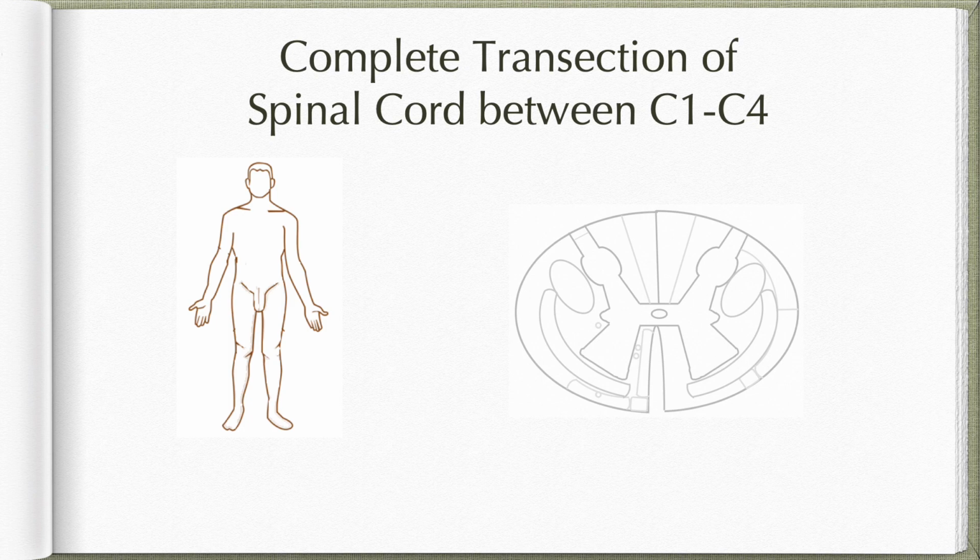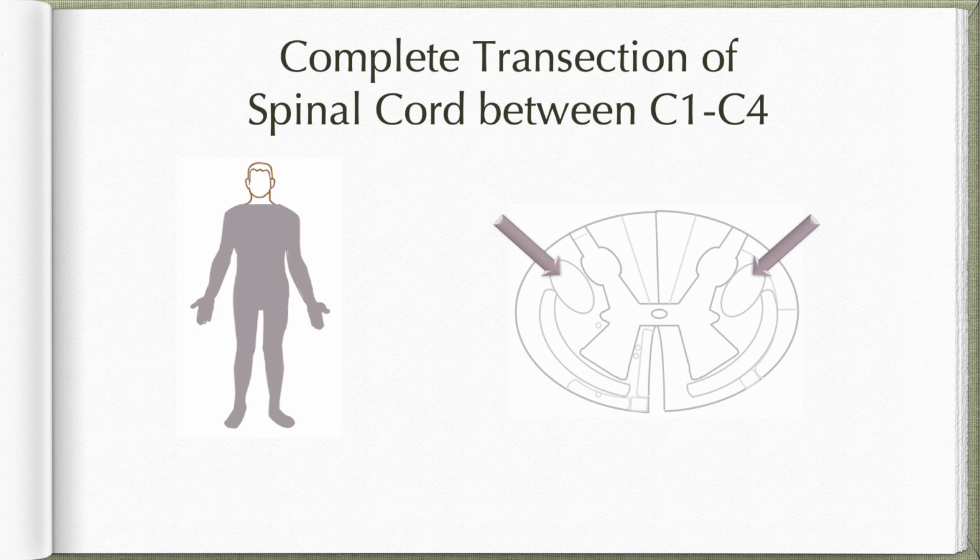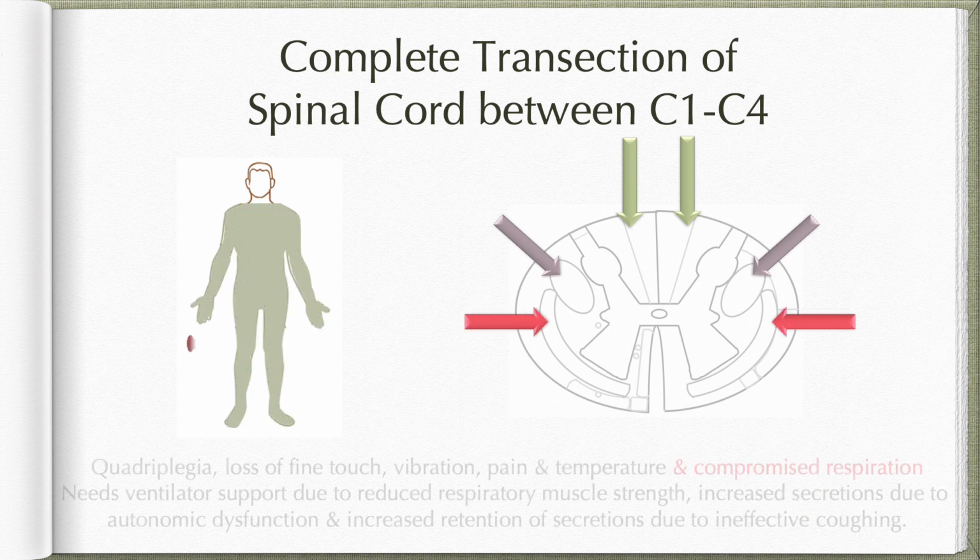So this is a case of complete transection of spinal cord, especially in this case because there is labored breathing. It's at the level between C1 to C4. Bilateral corticospinal tracts are involved, therefore quadriplegia. Bilateral dorsal columns are involved, therefore loss of position sense and touch sensation.